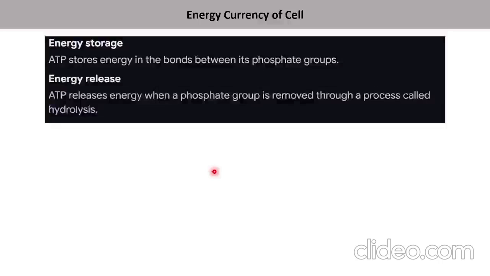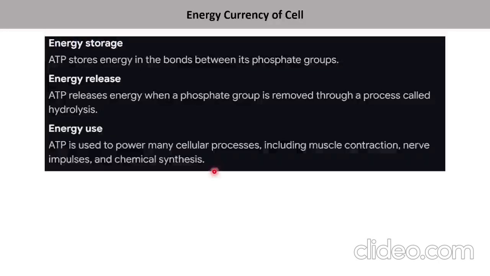Now, how does it release the energy? The process of removal of that phosphate group from ATP is called hydrolysis. Hydrolysis involves the H2O, the water: the reaction uses water, and that is how the phosphate group gets removed. So this energy release process happens through the hydrolysis of the phosphate group of ATP.